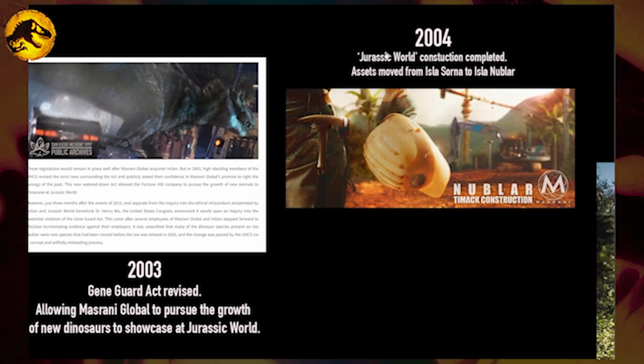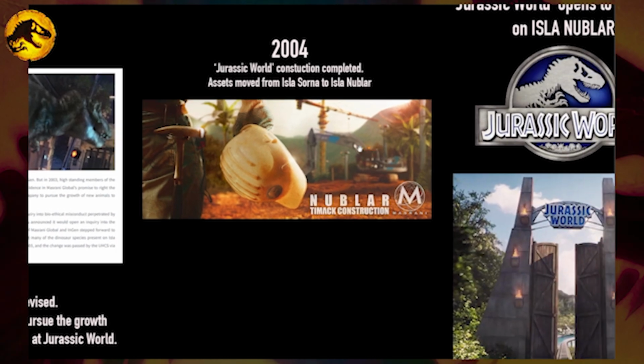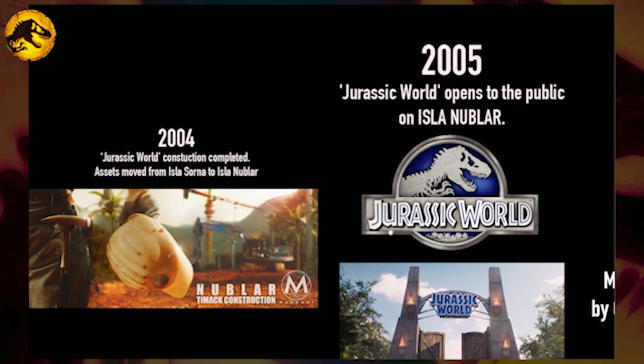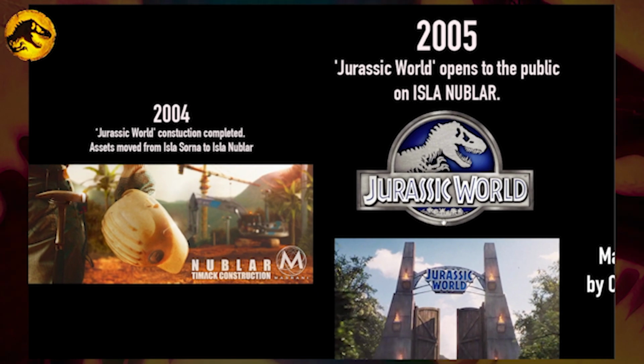So 2004, Jurassic World's construction is actually complete, and the assets, or dinosaurs, are moved from Isla Sorna to Isla Nublar. However, the park did not open until 2005. It got delayed by a year. So Jurassic World opens to the public that year.